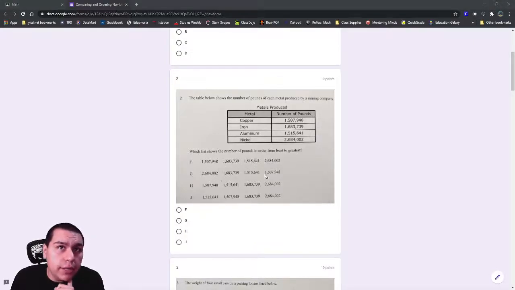In this case, they go ahead and list our numbers. They are 1,507,948, 1,683,700, 1,515,641, 2,684,000. The table below shows the number of pounds of metal produced by a mining company. The table with the metal pounds, which list shows the number of pounds in order, least to greatest.